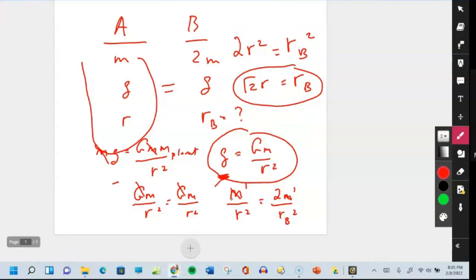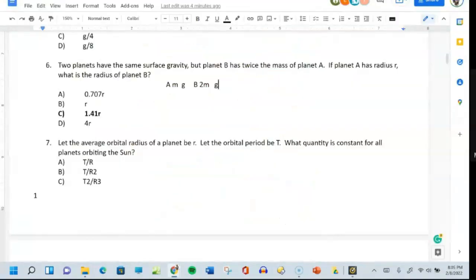So then I go to here and I start substituting in what they gave me. They said this is M, this is just R, this is 2M, so I plugged it in. This is RB because I didn't know what it was. Cross multiply, and I took the square root. Good question. I don't know that there's anything that hard though. Thank you. You're welcome. Anything else on this? Let me clean this up.